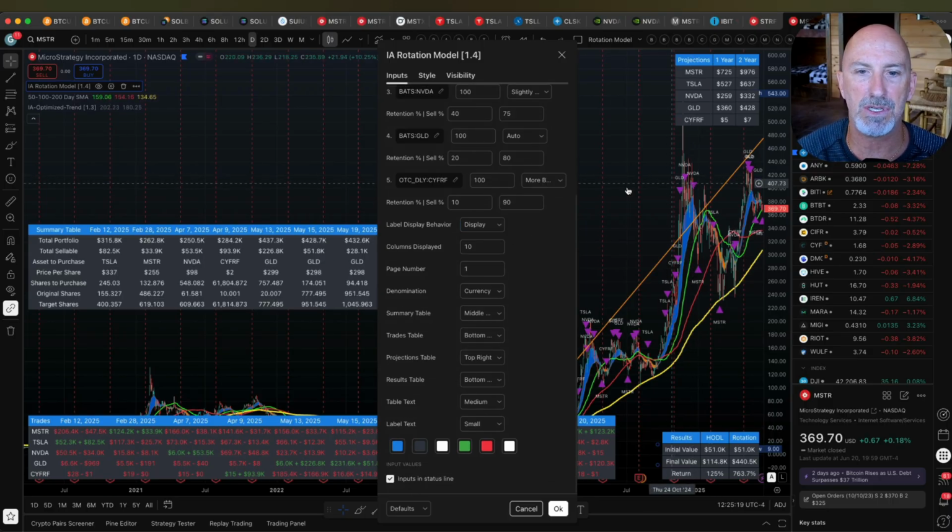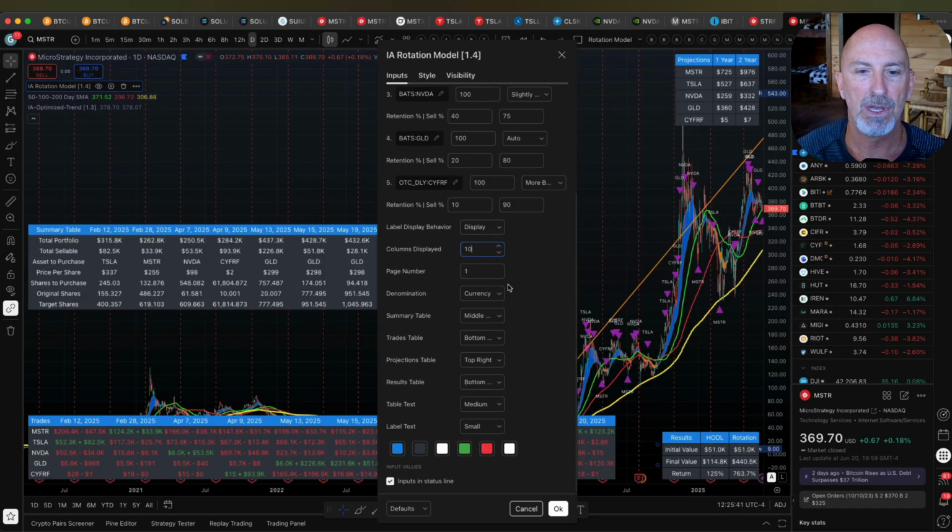Now, as you go down here, I have the label behavior set on display. I want these labels to display over here on the right-hand side. Number of columns, you'll notice I had already tweaked mine from 5 to 10. I want to show all of the columns in these tables. We're going to go over the tables in a moment. Page number, I always leave that on 1. That's giving me the most recent trades, basically shown on these tables.